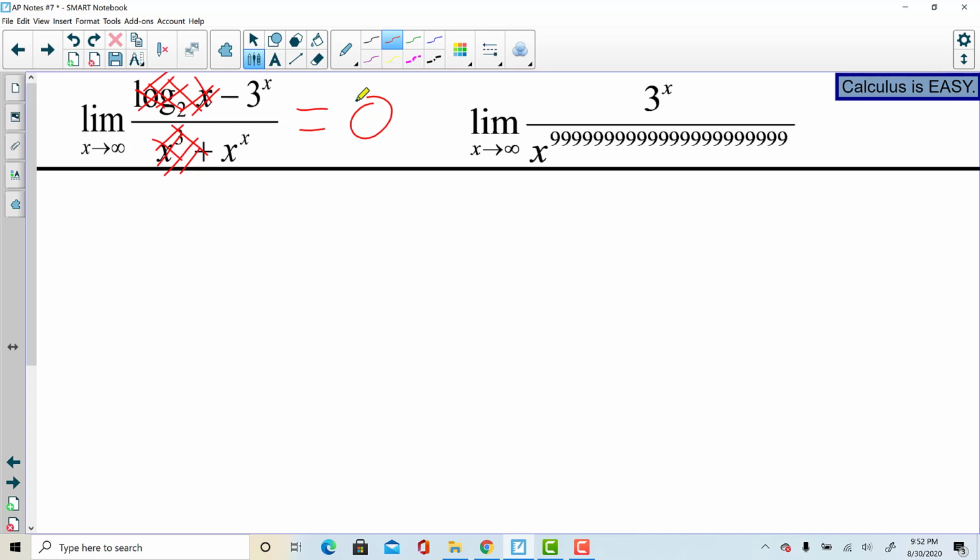On the second example, we have an exponential on top and a power function on the bottom. Even though the power is really big, as we go to infinity, the 3 to the x is going to win. So our answer to this one is just going to equal infinity.